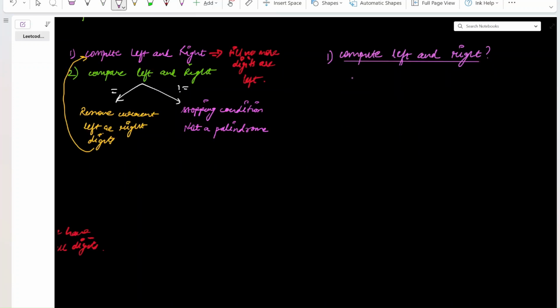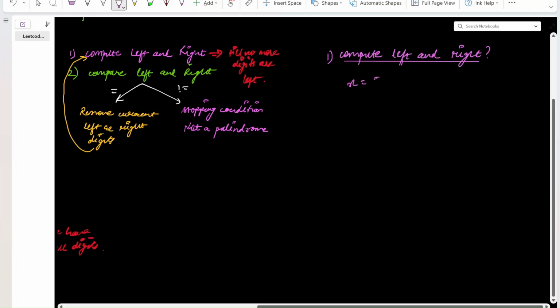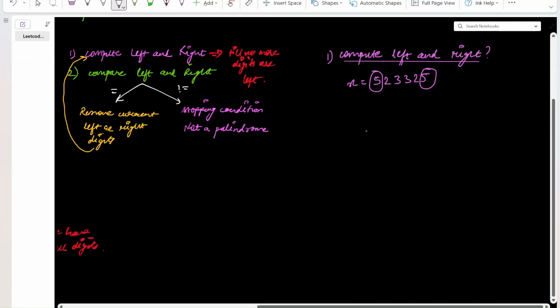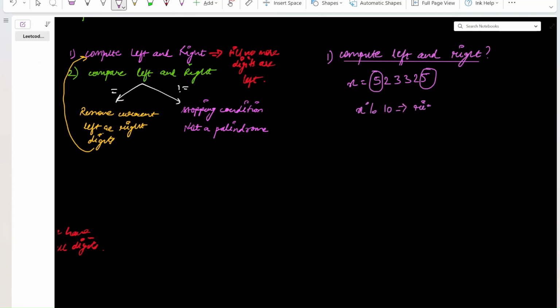Let us start by understanding how to compute the left and right values. So our x is 523325, and we have to compute this value and this value. How do we do this? If you have watched my previous video, you would know that any number percent 10 would give me the rightmost digit. So I'm going to use this logic to compute the rightmost digit.